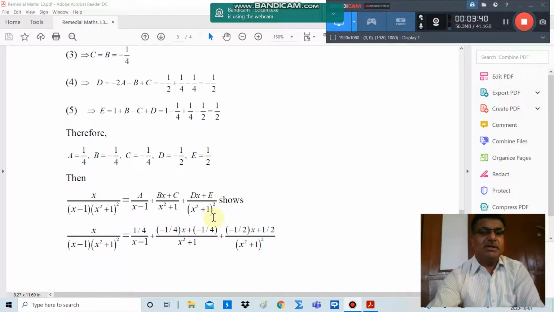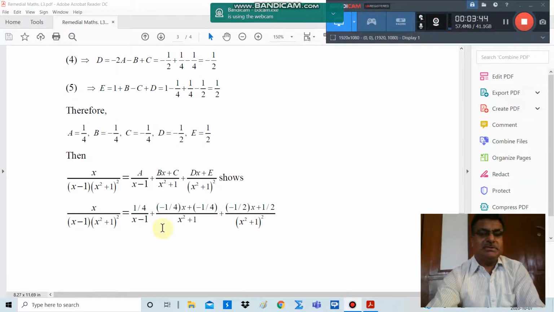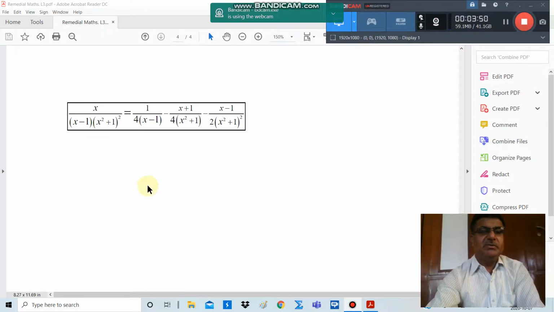Then the given expression shows this expression when we put the values of a, b, c, d and e, and after simplification we get in the right hand side 1 by 4 (x minus 1) minus (x plus 1) divided by 4 (x square plus 1) minus (x minus 1) divided by twice (x square plus 1) whole square.